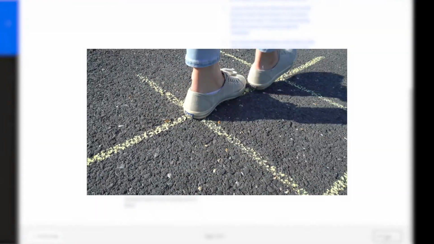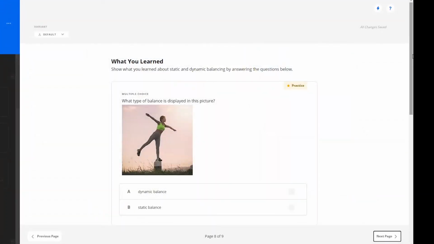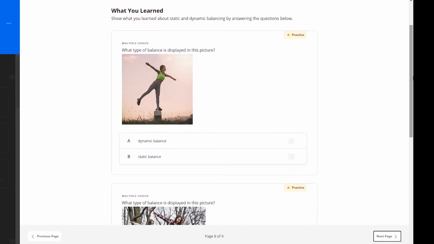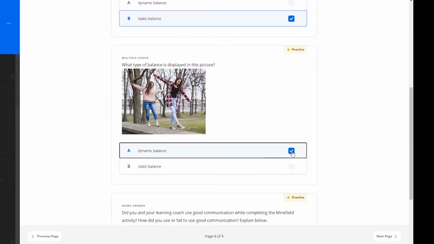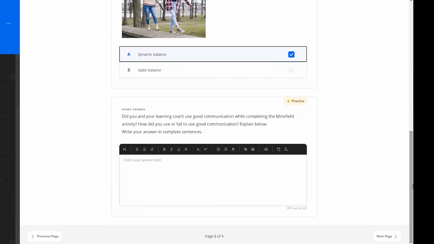To wrap up this lesson, learners show what they have learned about static and dynamic balancing by answering a few questions below. These are all practice questions that their teacher will be able to review and then provide timely feedback. The last practice question is a short answer response, where they explain how they use their communication skills in the minefield activity. Their answers here can be typed directly in the lesson.